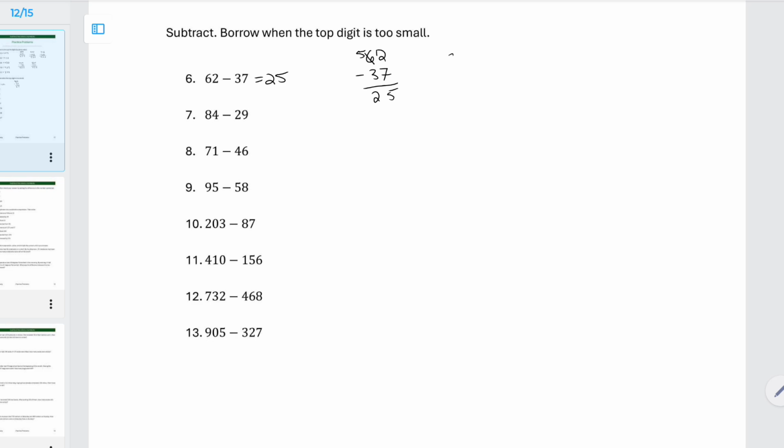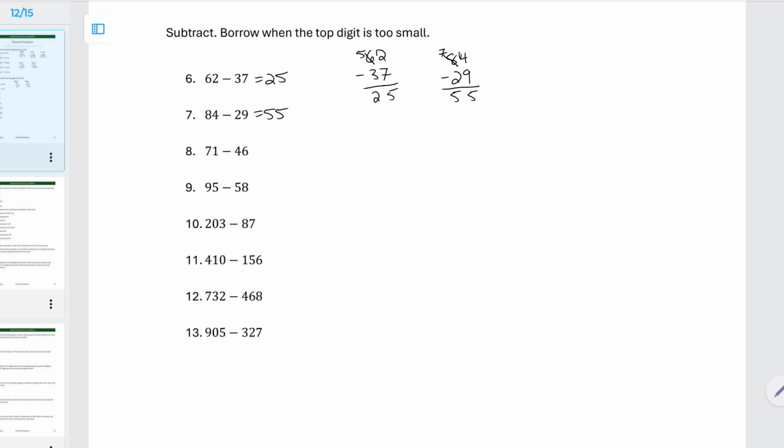Number 7. 84 minus 29. In the ones column, 4 minus 9 doesn't work, so we're going to cross out that 8 and make it a 7, turning this 4 into a 14. 14 minus 9 is 5, and then 7 minus 2 is 5. Our answer is 55.